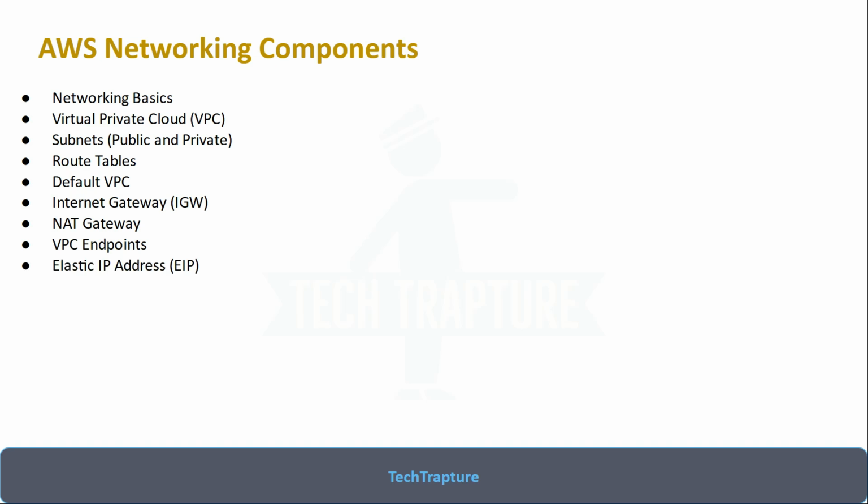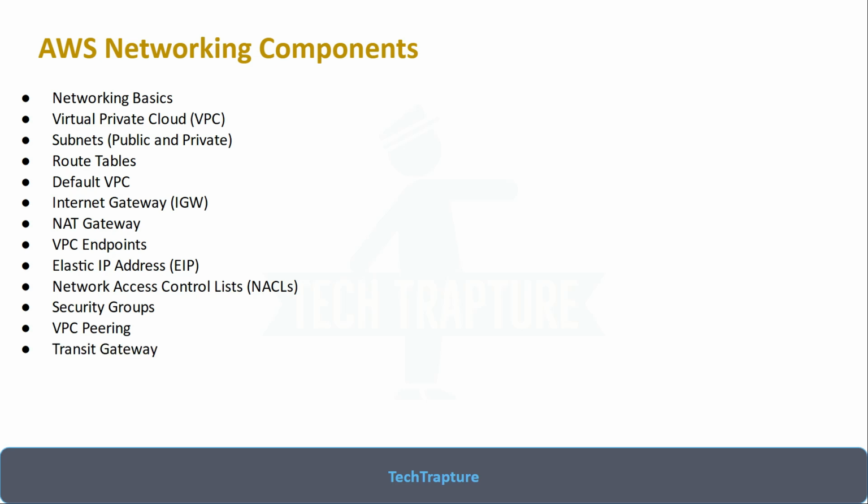what are the different types of VPC endpoints, what is an elastic IP, what is a NACL or network access control list, when we should use a NACL, what is the difference between a NACL and security groups, what is VPC peering, when we should use VPC peering, what is the significance of VPC peering, what is a transit gateway, when we should use a transit gateway, what are the different connectivity options we have in a transit gateway. That also we are going to see. What is a virtual private network, what are the different types, and when we should use a virtual private network, that also we are going to see. And at the end we'll see AWS Direct Connect.